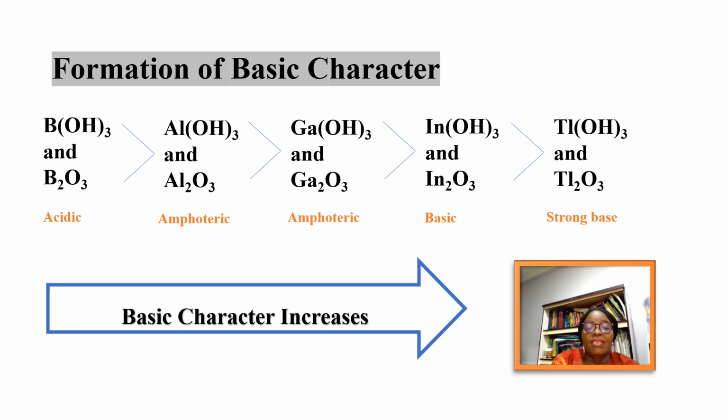The basic character of the hydroxides and their oxides. We find that basic character increases down the group. Boron hydroxide and boron oxide are acidic, and aluminum hydroxide and aluminum oxide are amphoteric. Gallium hydroxide and gallium oxide are also amphoteric. Indium hydroxide and indium oxide are basic, and thallium hydroxide and thallium oxide are strong bases. So we say that basic character increases down the group.